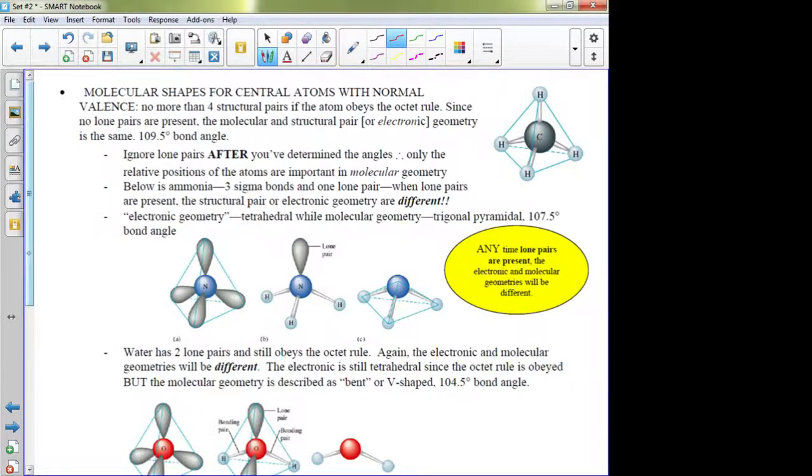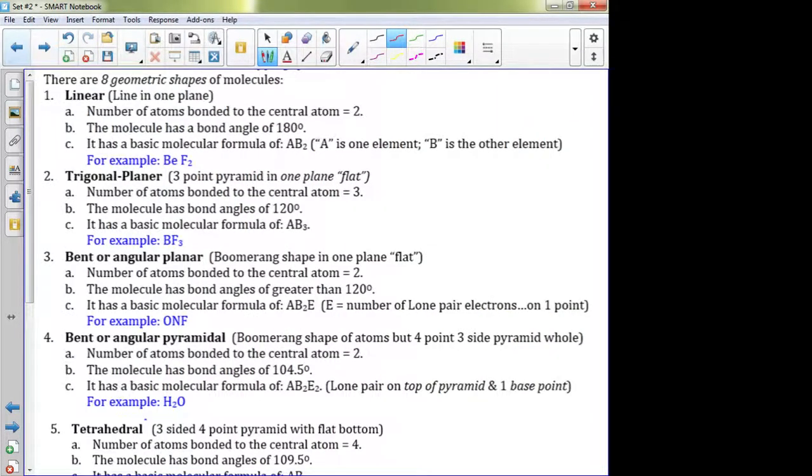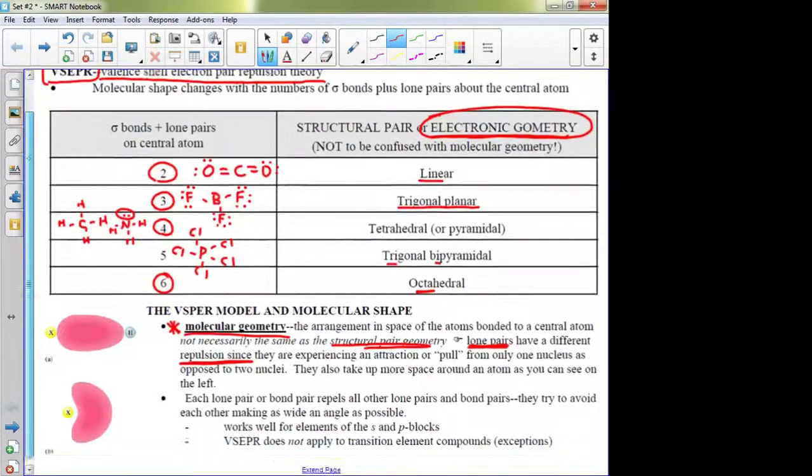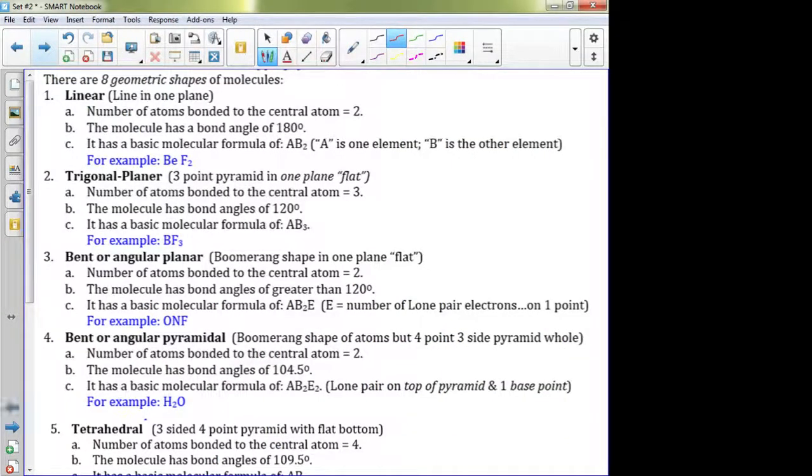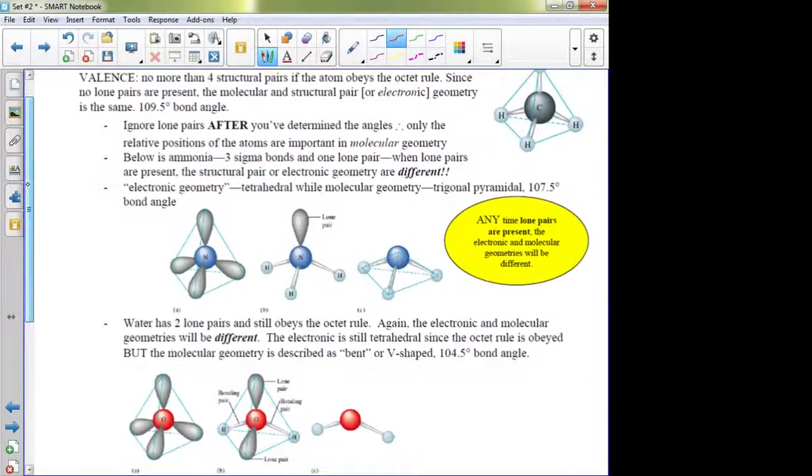All right, so let's talk first about that tetrahedral. Remember we said with the tetrahedral, it has 4 things on that central atom, whether it's 3 things and a lone pair or if it is 4 different things bonded to it, right? We just say it's tetrahedral. Well, it changes a little bit when we start putting lone pairs.